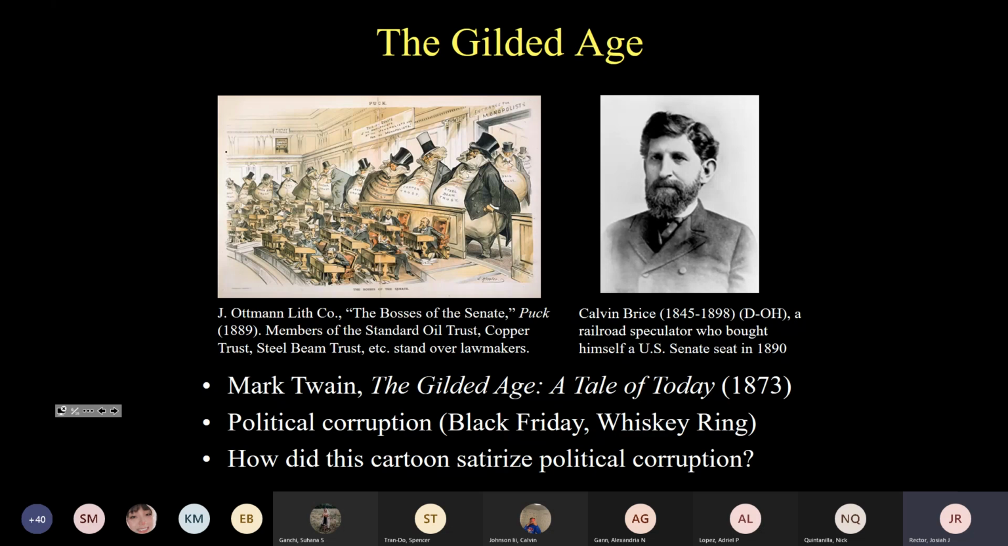Now, this is, of course, a caricature, but it contained a great deal of truth. It wasn't until 1911 with the 17th Amendment that Americans could even elect their own senators. So you had a totally unelected Senate in the 19th century. They were appointees. Typically, senators were wealthy businessmen, and they often used political office to advance their personal business interests in sometimes a very crude way. So, for example, on the right side of the slide, there's a guy named Calvin Bright, who's a Democrat from Ohio. He was basically a railroad speculator who bought a Senate seat for himself in 1890. And this kind of thing was common.